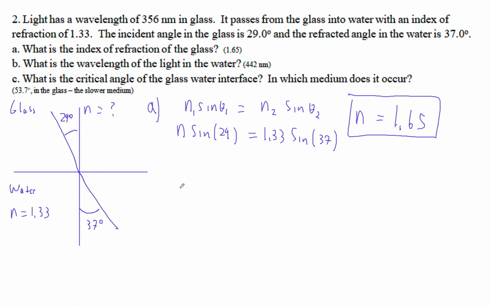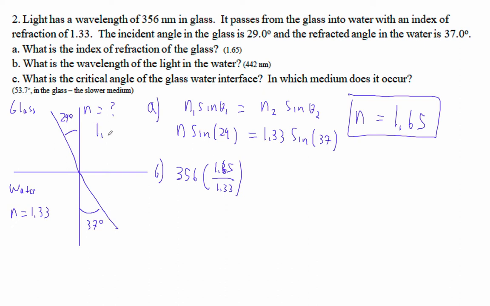What is the wavelength of the light in the water? Okay, well, let me just show you the simple way to do this. In the water, it's going to be longer because it's going faster in the water, okay? So the simple way to do this is to just take the 356 and multiply by the ratio of these indices of refraction, right? So it's going to be 1.65 over 1.33. Now, the reason I'm doing this is that it's going to be a longer wavelength in the water because it's faster in the water.